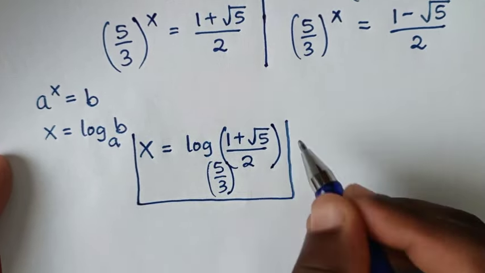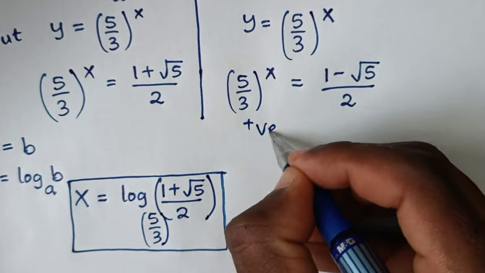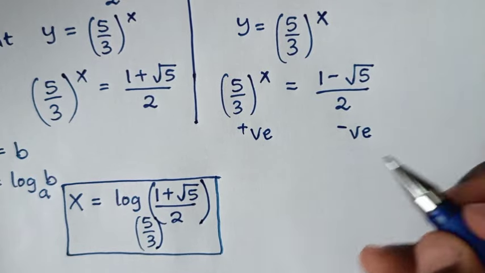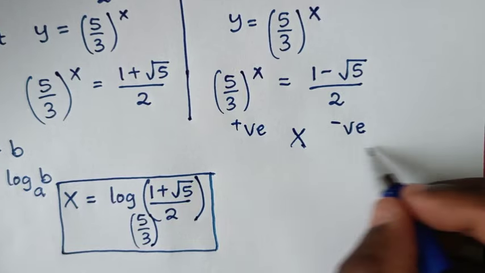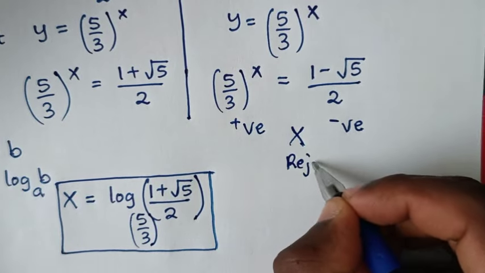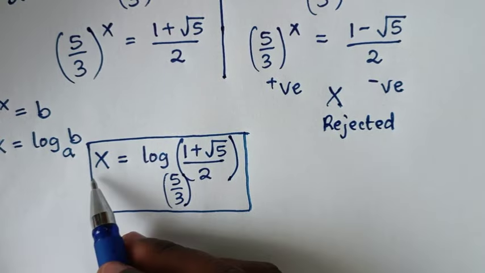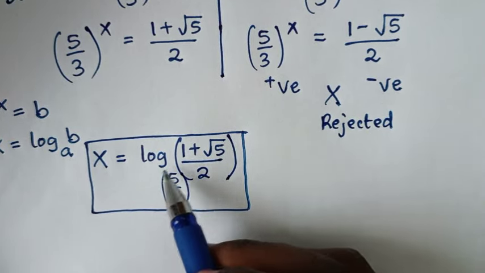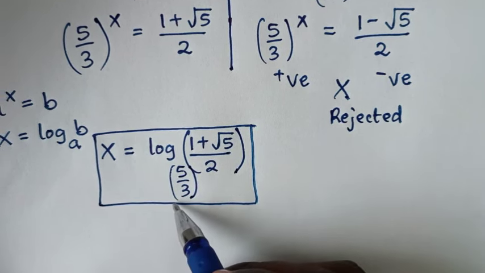Now from here, for this second solution, this number, 5 over 3, power of any number is a positive value, and this here is negative. Positive cannot be equal to negative, so this solution is not possible and will be rejected. Therefore the only solution is x is equal to log of 1 plus square root of 5 over 2, base of 5 over 3.